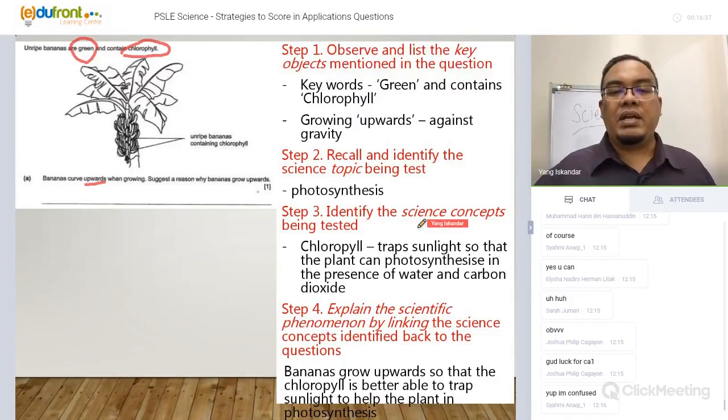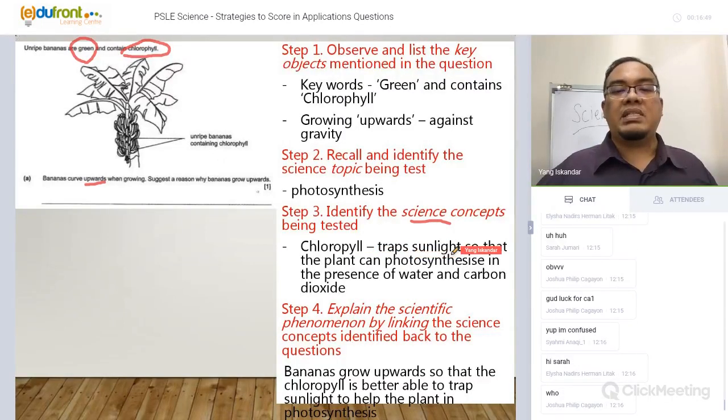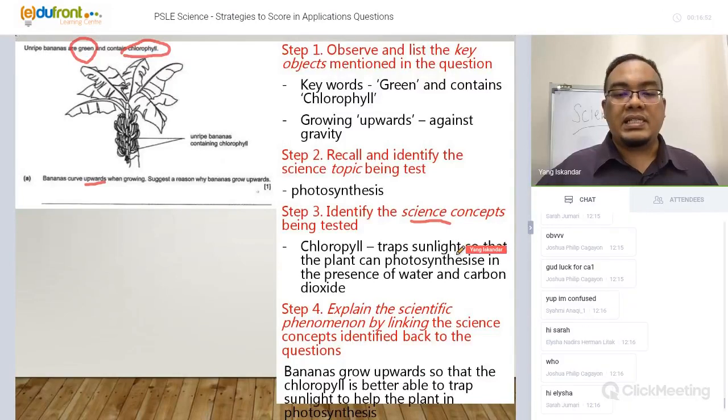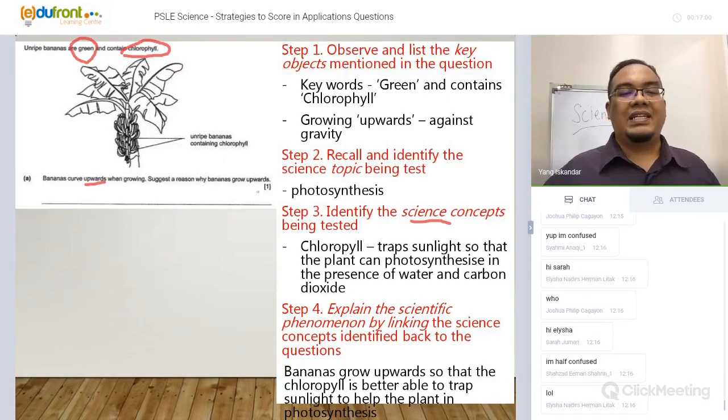So after we identify the topic, let's identify the science concepts. The science concepts being tested: what is the function of chlorophyll? The chlorophyll is to trap sunlight so that the plant can photosynthesize in the presence of water and carbon dioxide. So the purpose of chlorophyll is to trap sunlight.